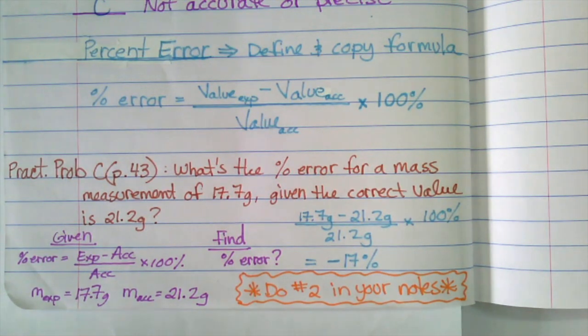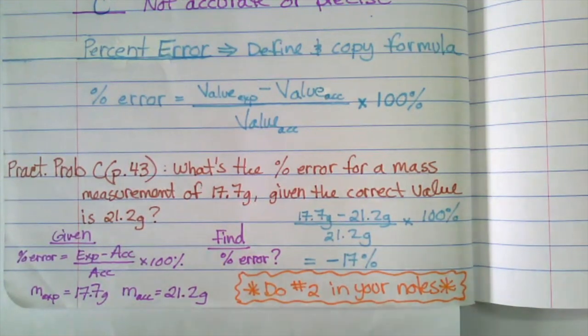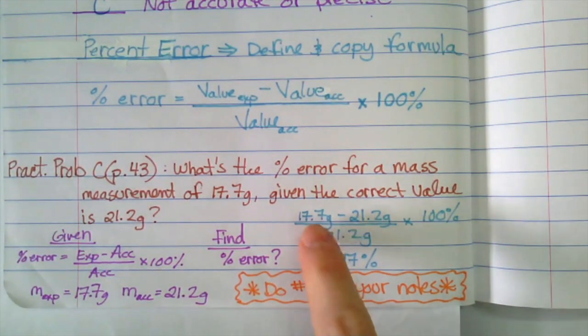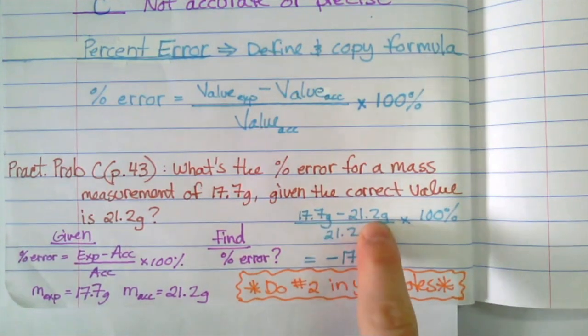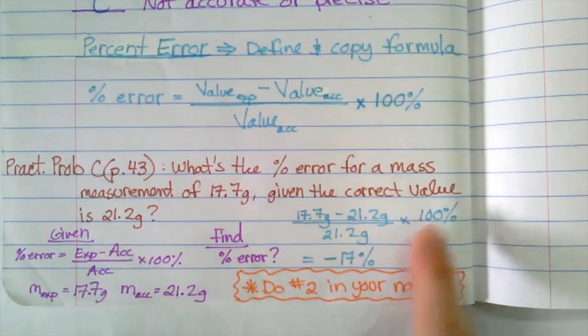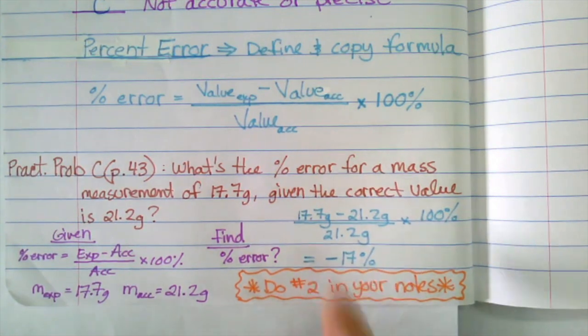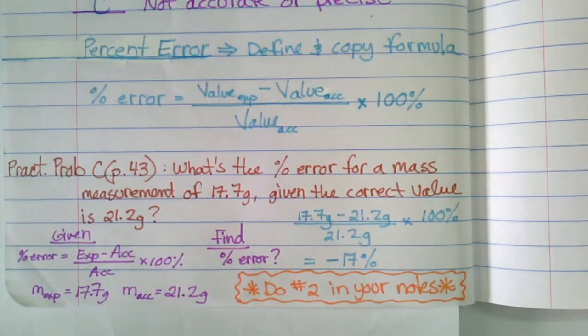So here I have practice problem C. I'm on page 43. I'm trying to figure out the percent error. If in lab I get 17.7 grams and I should have got 21.2, how much was I wrong by? So then we take what I got in lab, my experimental, I subtract my accepted, what I should have got. Divide it by the accepted, multiply by 100, and you see I get a negative number. That is fine. Most of the times, if you are not at 100%, you're below 100%. That's negative. And so I missed 100% by 17%.